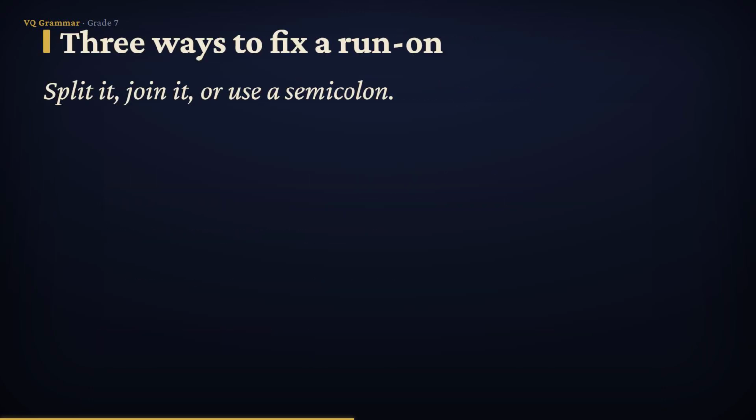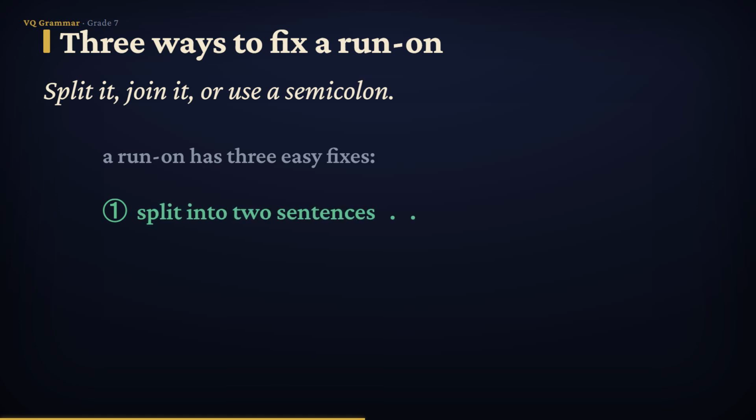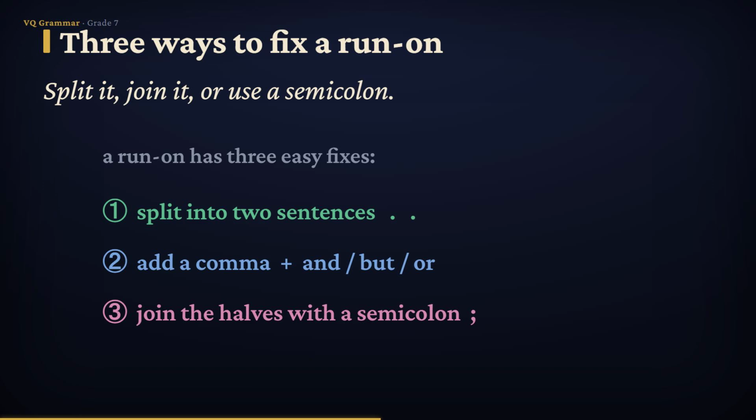Good news, every run-on has 3 easy fixes, and you get to choose. The first fix is to split it into 2 separate sentences with a period between them. The second fix is to add a comma plus a joining word, like and, but, or. The third fix is to join the 2 halves with a semicolon.